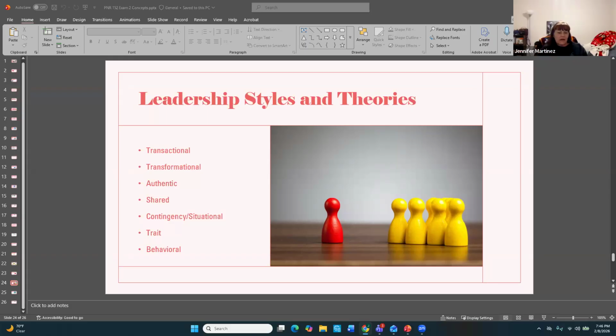What else? And then of course our democratic, which involves the employees in shared decision making. Contingency, situational, that is just the leader adapting their leadership style based on the situation.